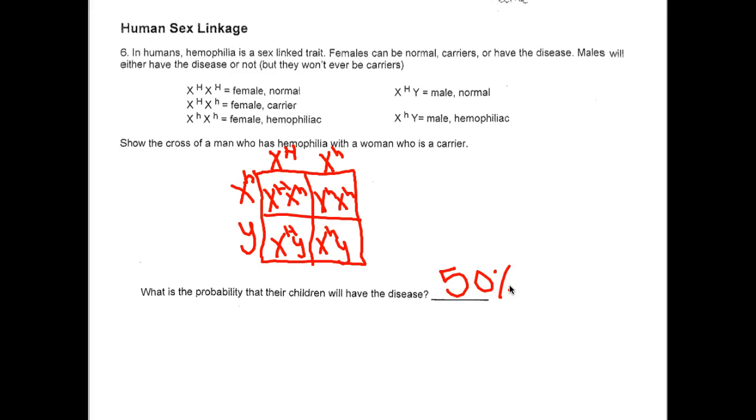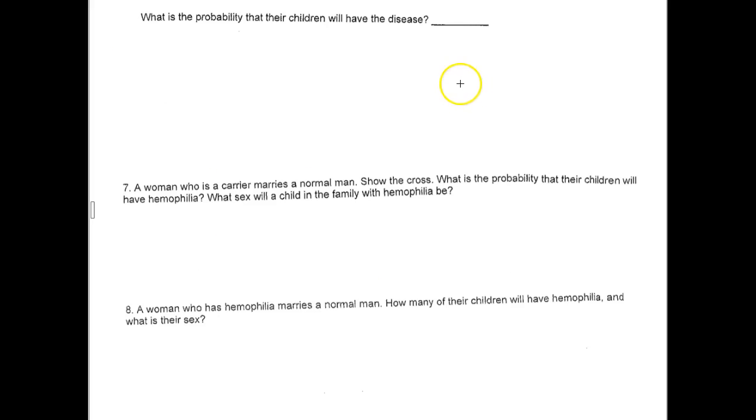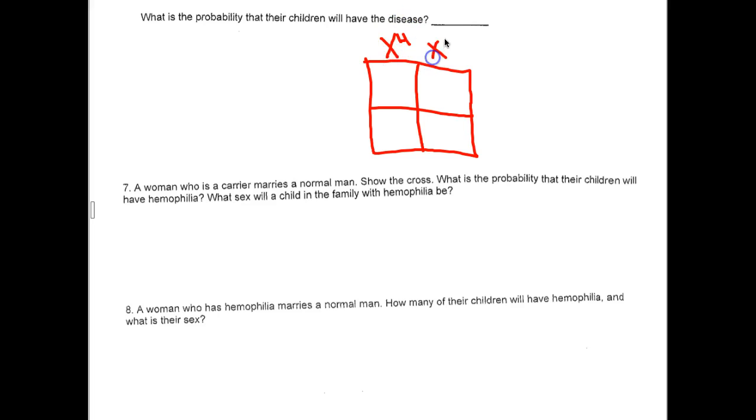So that's one. I'll do another one for you. Let me just move the page down. Mary's a normal man. So here, let's draw the square. I'm going to do it up here since there's more room. And a woman who is a carrier, so she has X, big H, X, little h, marries a normal man, so he has an X, big H, and a Y. So let's go X, big H, X, big H, X, big H, X, little h, X big H, Y, X little h, Y.